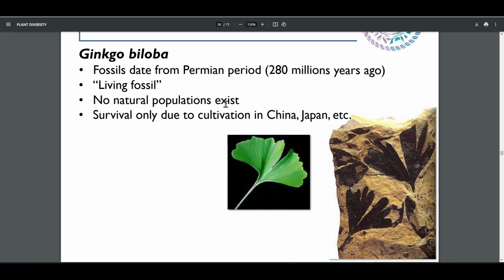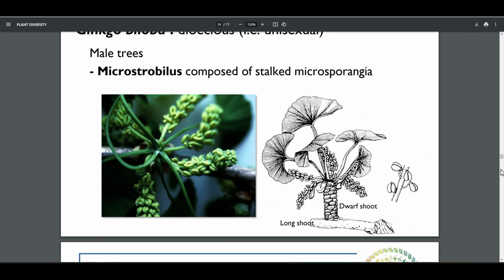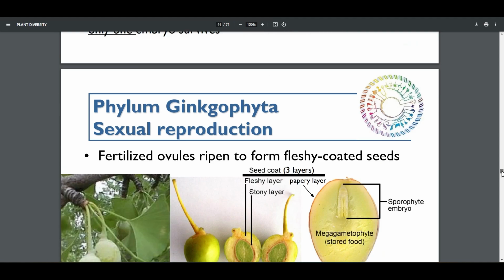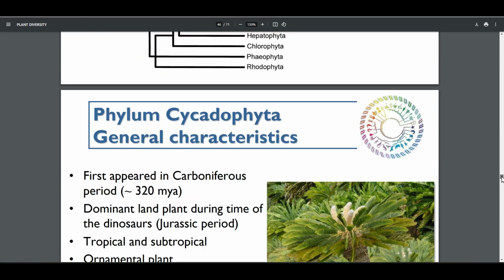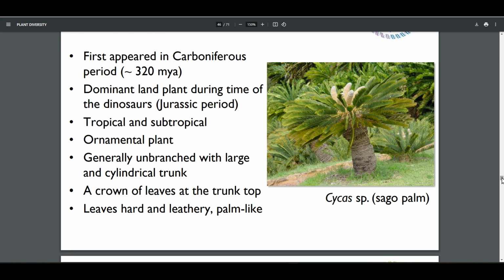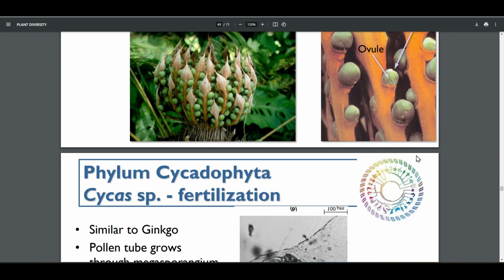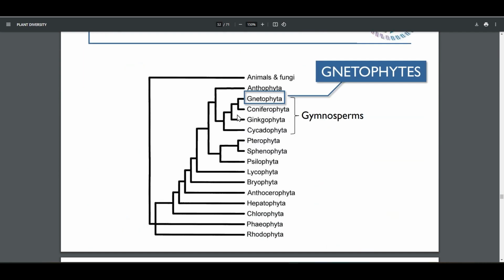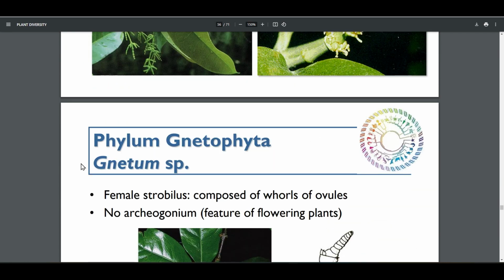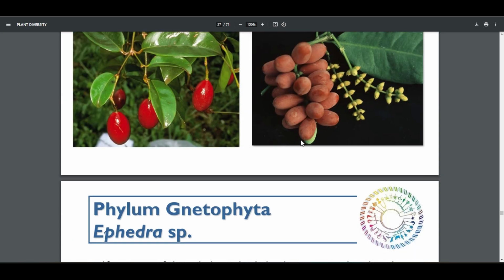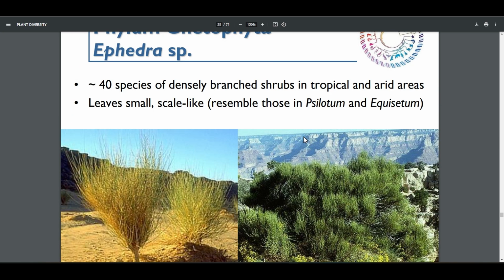I will see you in the next video where we will talk more about ginkgo as well as the two other phyla, the cone-bearing one, as well as this one. What is this? Gnetophyta? I'm not sure what this is.